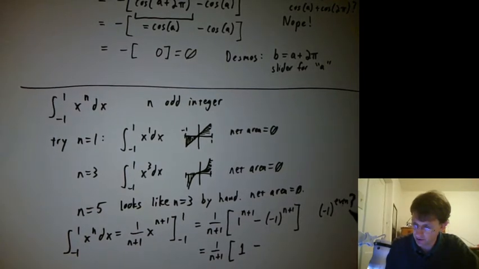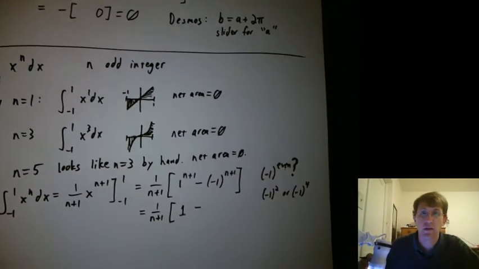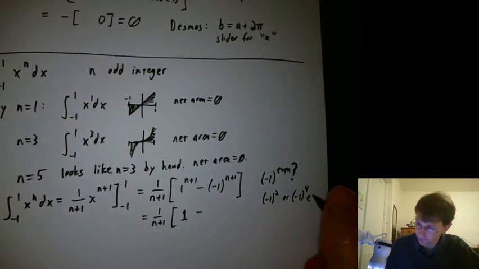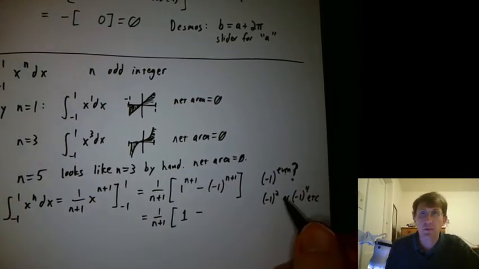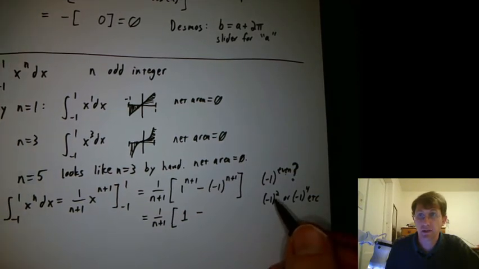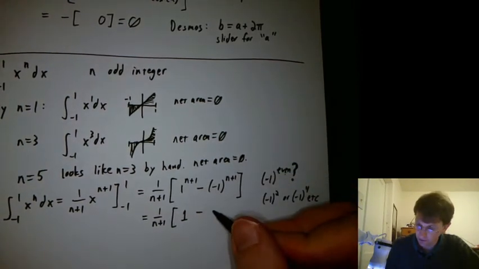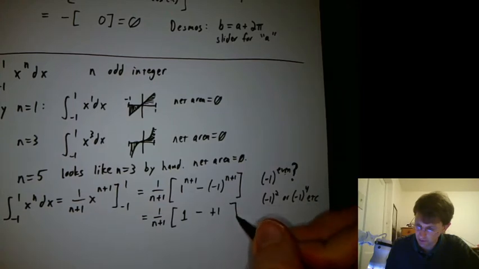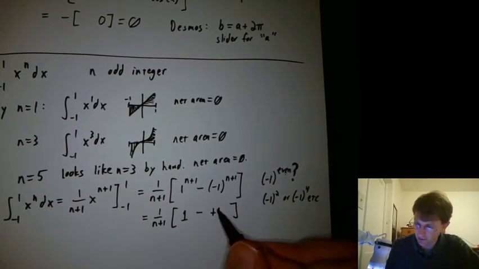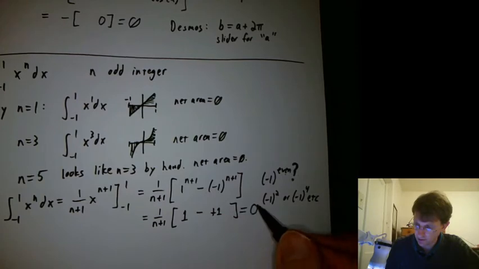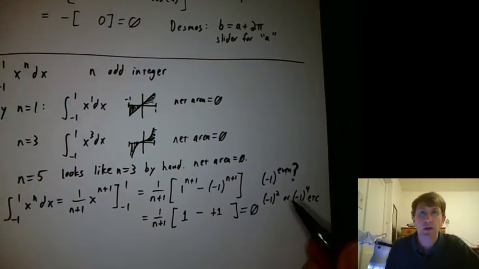Put a big question mark there. That's like negative 1 squared, or negative 1 to the 4th, etc. We're going to be multiplying it by itself an even number of times, and so all the negatives will cancel, and so we'll get a positive 1. And what's 1 minus positive 1? It's 0. So altogether we get 0.